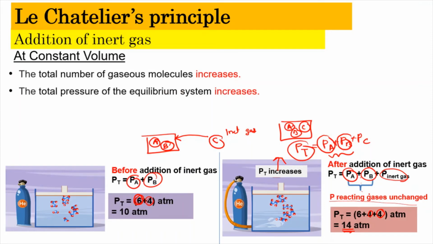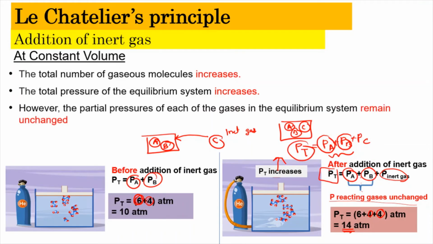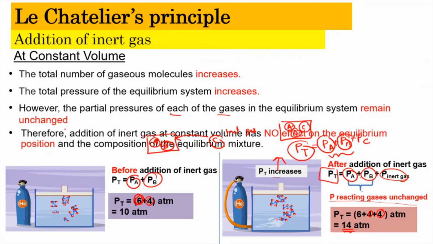So you can say that the total pressure will indeed increase. But the partial pressure of each gas in the equilibrium system remains unchanged. And as a result, the addition of inert gas at constant volume has no effect. It has no effect on the equilibrium position and also on the composition of the equilibrium mixture. So there is no effect on the equilibrium shift.